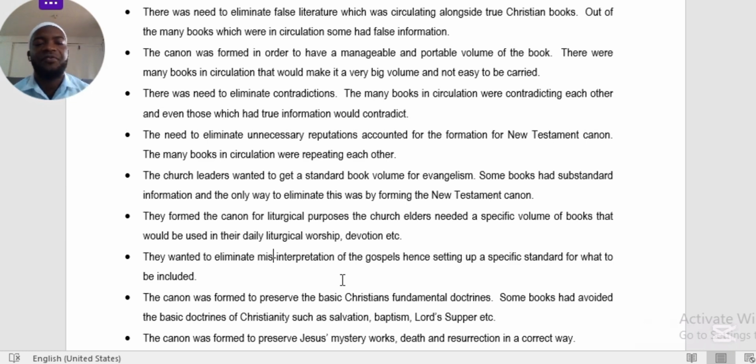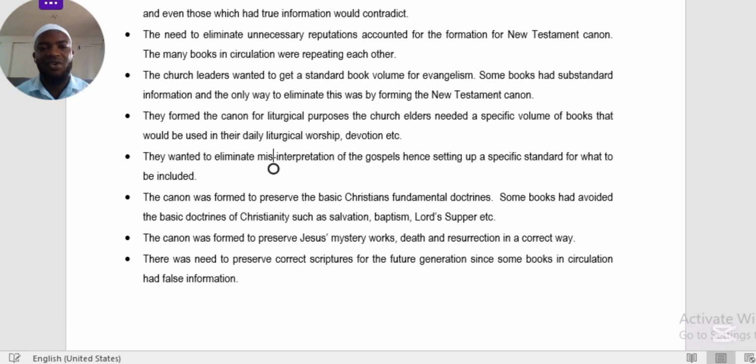Then they formed the canon to at least eliminate the misinterpretation of the gospel, hence setting up specific standards for what to be included. They wanted to set up specific standards to see what should be done, what should be taught, what should be preached, and then leave what was unnecessary in order not to burden the converts.